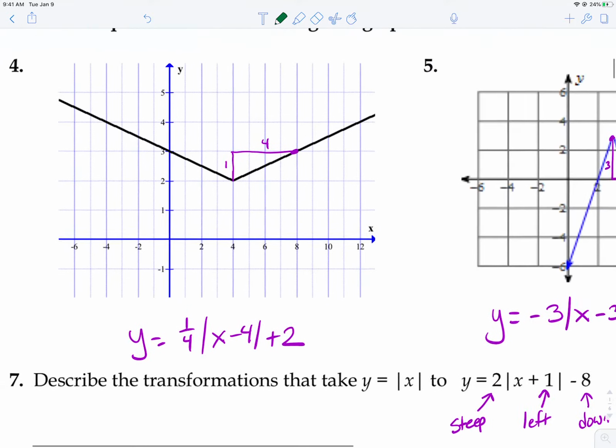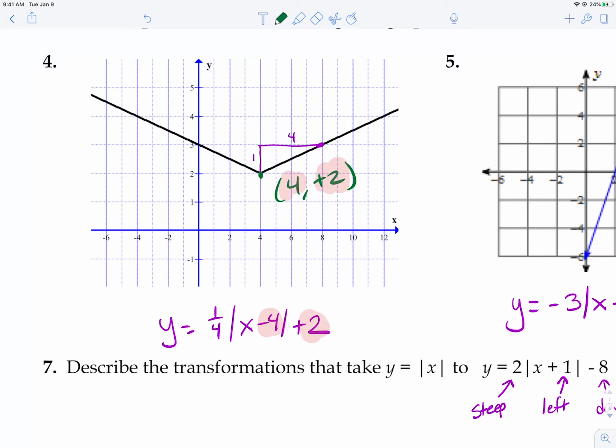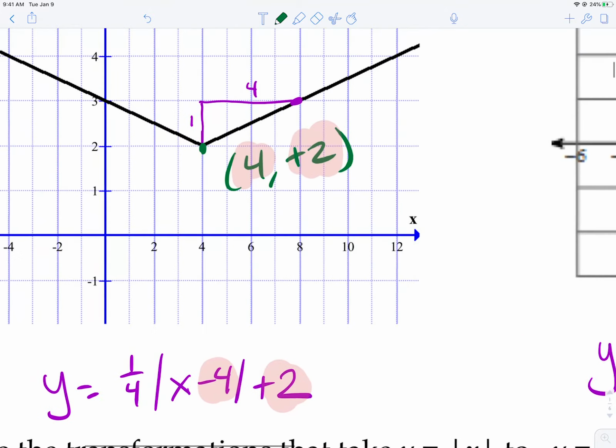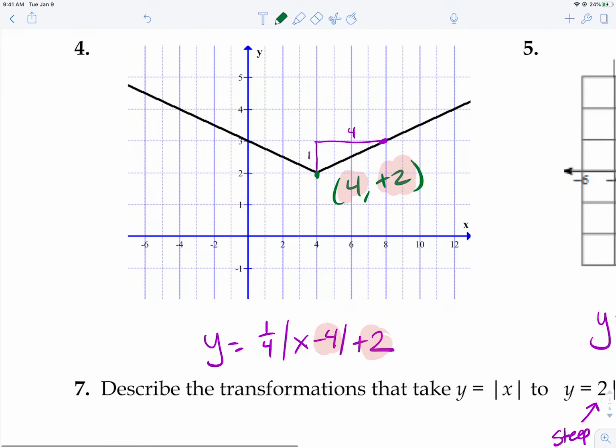For problem number 4, when you write your equation, you first have to include your vertex, which on this one is right here, at (4, -2), and that's where I got this -4 and this, comma, +2. Then I had to make a slope triangle to figure out what the slope was. I used those 2 points, and it was up 1 over 4, so it means a slope of 1/4. And it's opening up, so it's a positive 1/4.